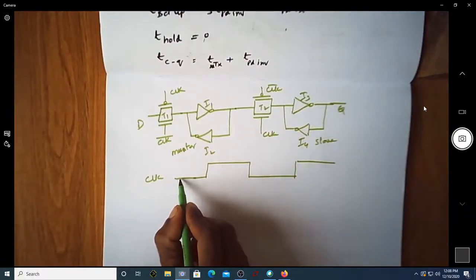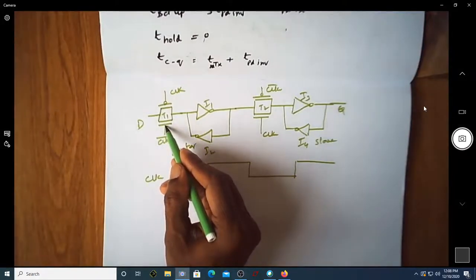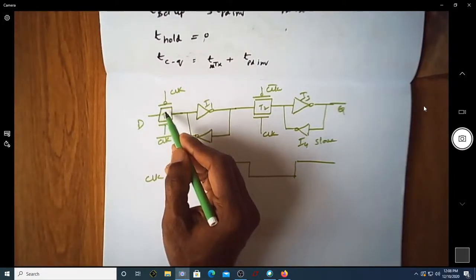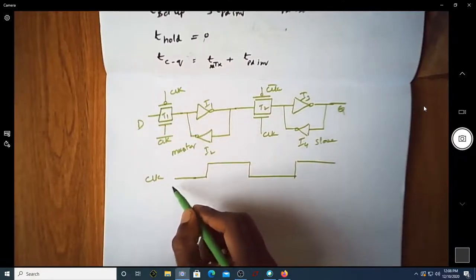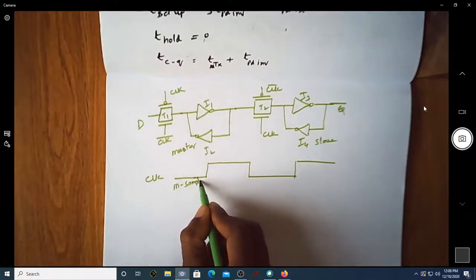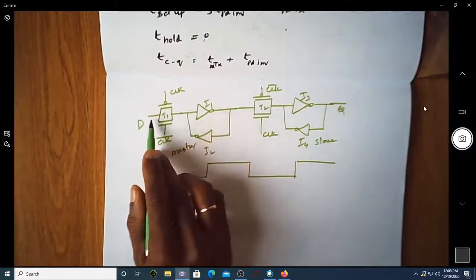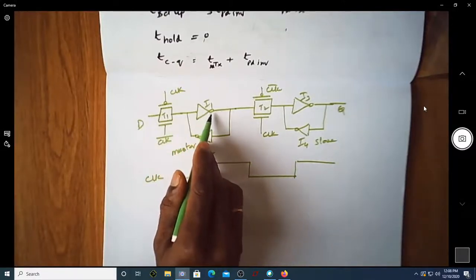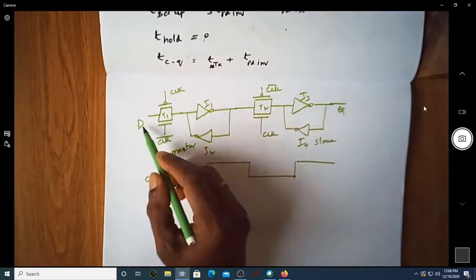Whenever the clock is 0, you can see that clock bar will become 1, so this is on, meaning this master will be in sample mode. Suppose I say M is in sampling mode, that means it takes whatever the input is and allows the input to come to the flip-flop. So QM will be exactly following.